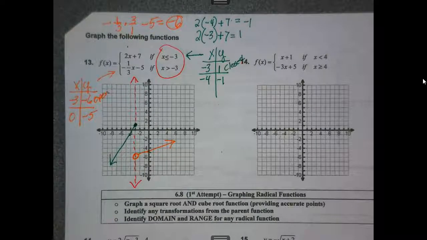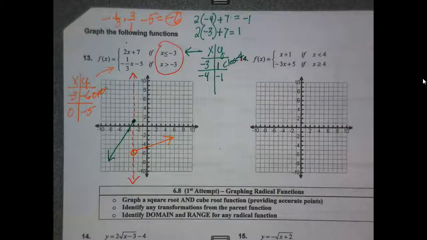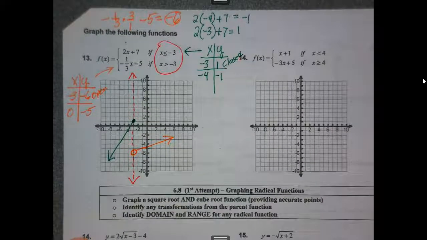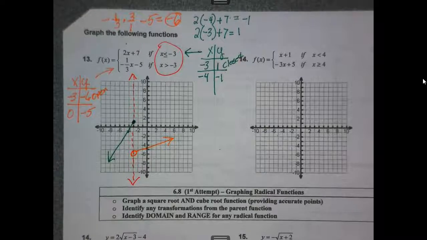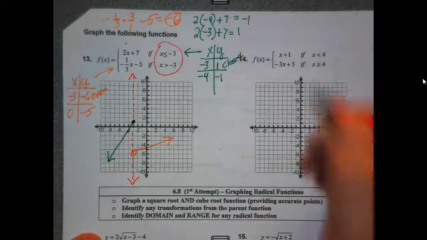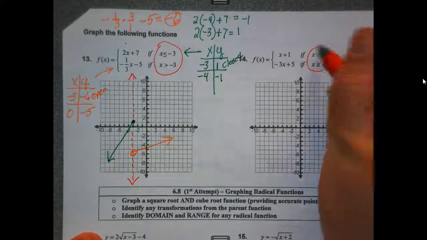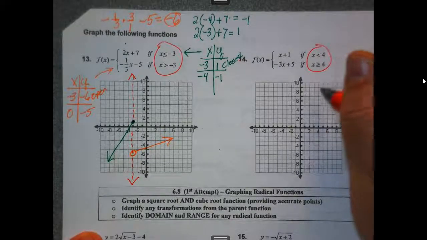Should we do another one? Okay. You guys are going to have to cover these up and practice at home. All right, where's my boundary line? Positive 4.